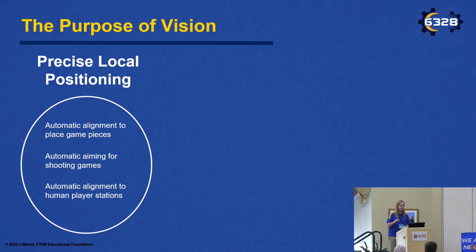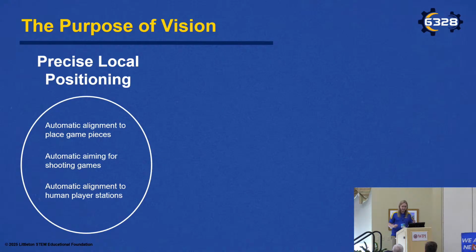And keep in mind that when we say precise local positioning, that can really mean all sorts of different things. For some games, you might need under an inch of precision to reliably score. But for example, in 2024, if we were within 6 inches of our target, that was plenty close.